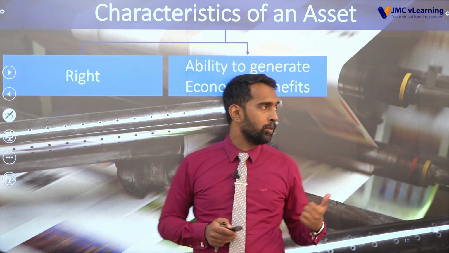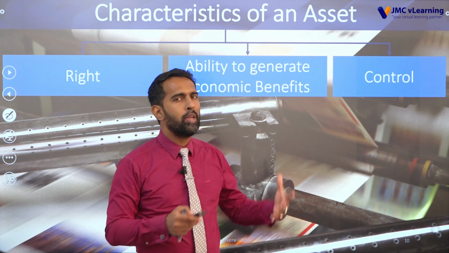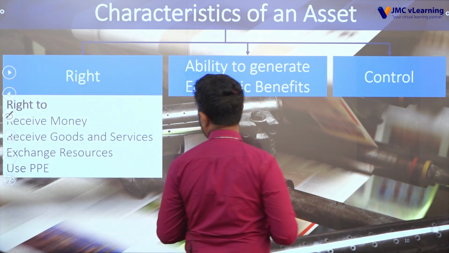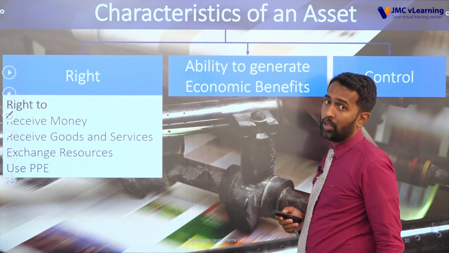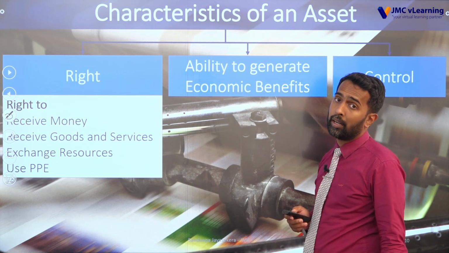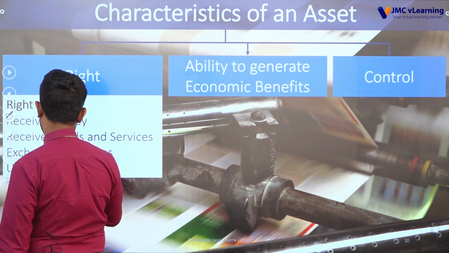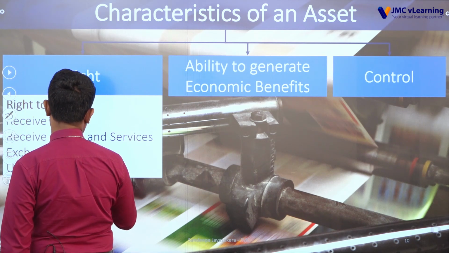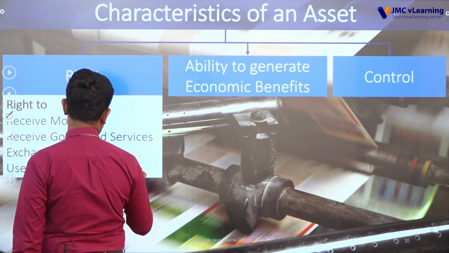Third one, like I told you earlier, the control. You should be taking the decisions, you should be benefited. Okay, right. So the right means right to receive money, right to receive goods or the service, right to exchange resources, right to use that particular property, plant and equipment. Here the PP refers to property, plant and equipment. Property means land and building. Plant means machinery, and the equipment.